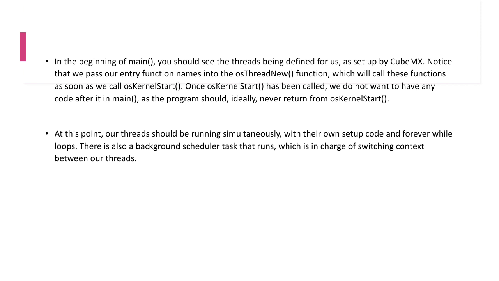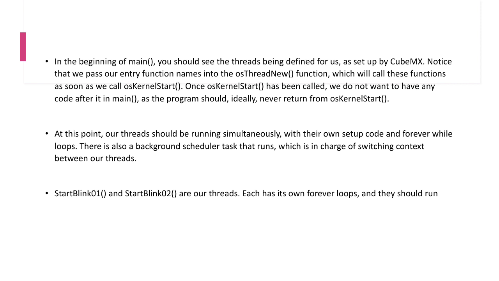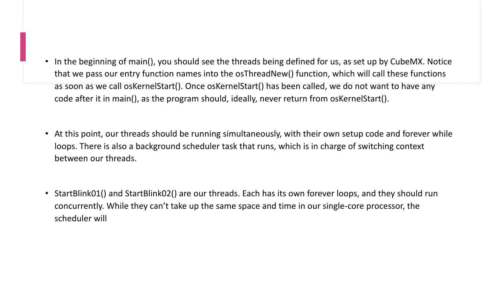Therefore, there is also a background scheduler task that runs, which is in charge of switching tasks between our threads. Start Blink01 and Blink02 are our threads. Each has its own forever loop, and they cannot truly run concurrently. While they can't take up the same space and time in our single core processor, the scheduler will switch them in and out to give the appearance that we are running two threads at the same time.